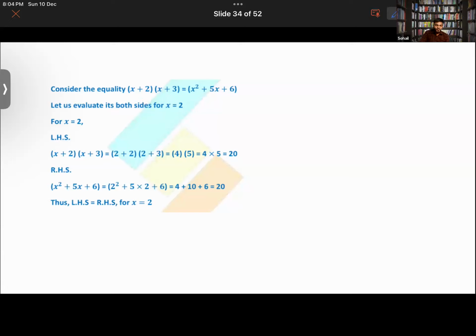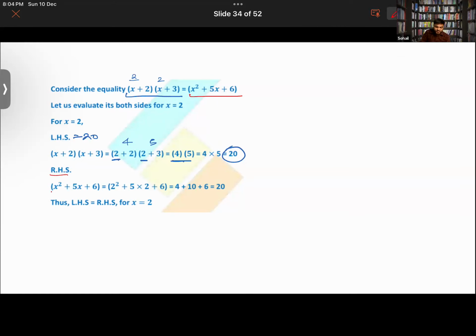So in x plus 2 into x plus 3, we will place 2 here and here as well. So 2 you have placed here and here. So that becomes 4 into 5. This will be 4, this will be 5. So that is 20. So we got 20 for the LHS. Now, considering the right hand side.